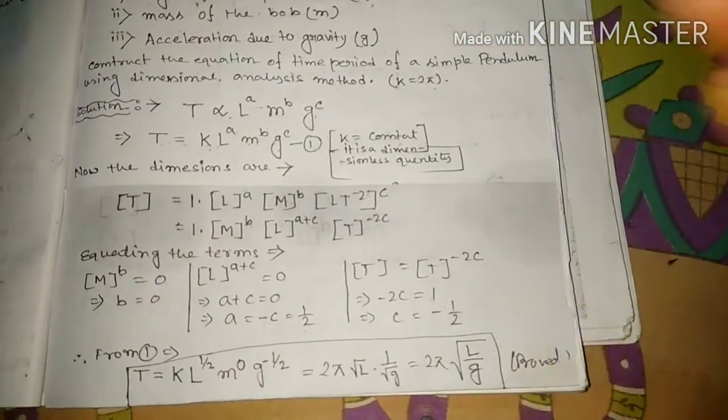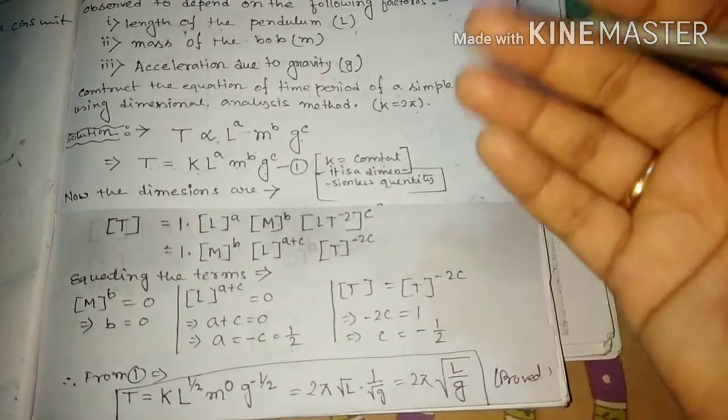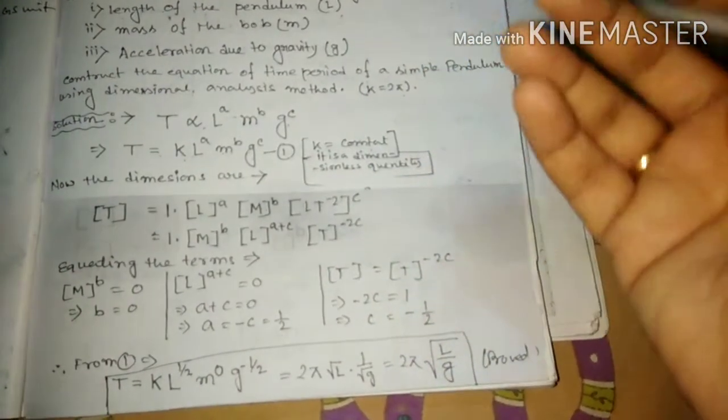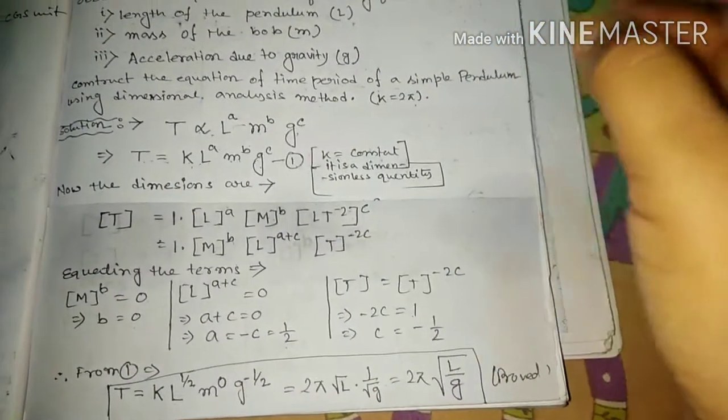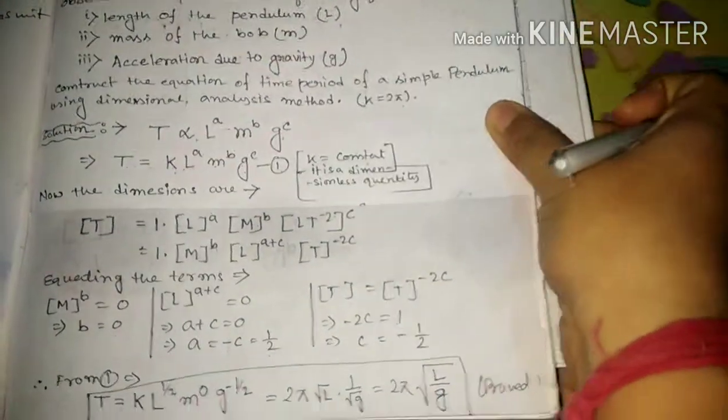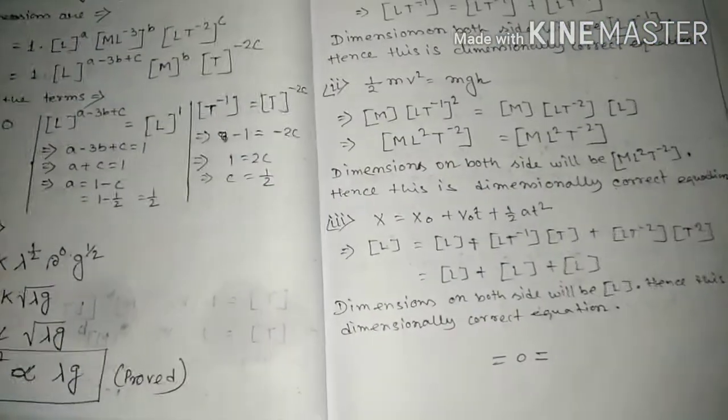In this way, this is the procedure to construct the relationship between the different physical quantities. Okay, this is one type of example. Another example we can also consider. This is example number 2.